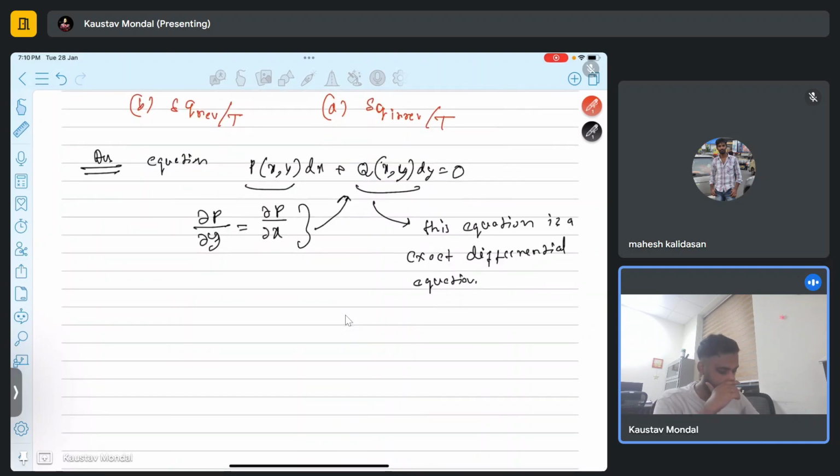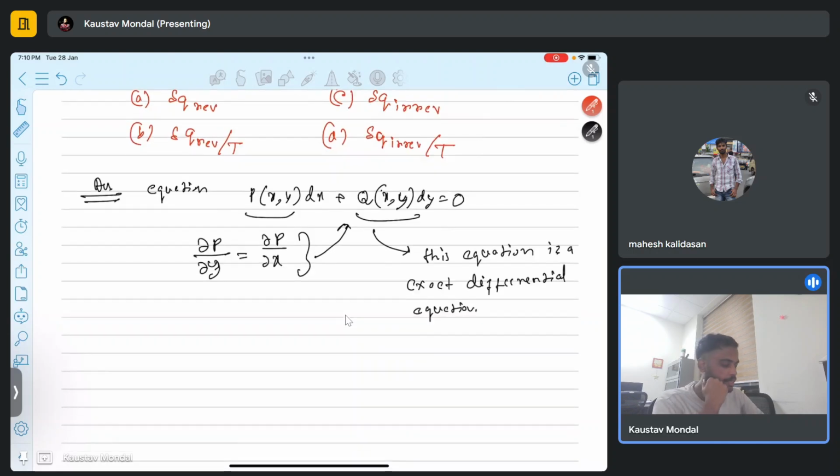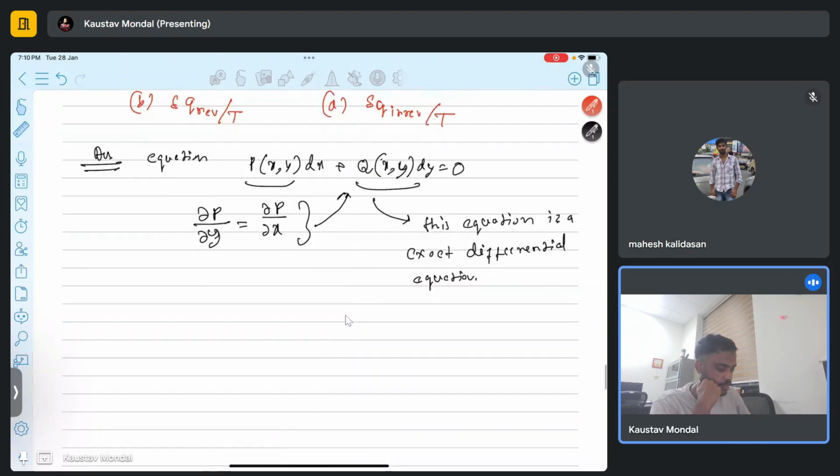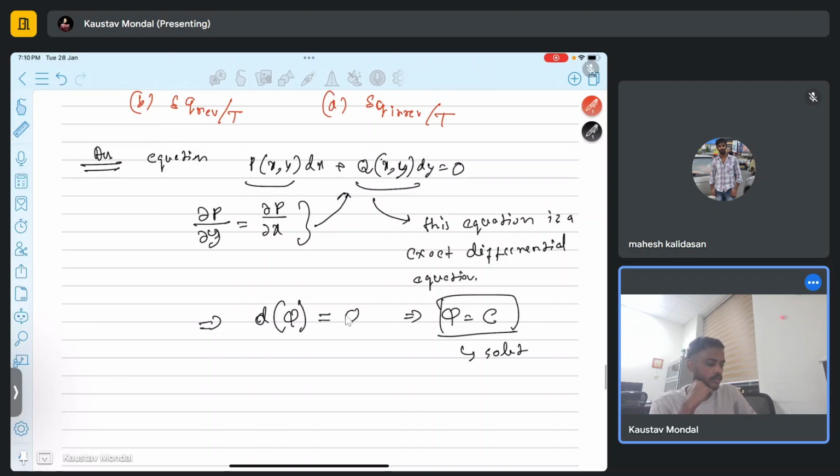So that means that you can basically write this equation in this form. Like the solution of this equation in this form: d of some phi as 0, then the phi will become C. So this basically will be the solution. If you do the integration, let's suppose I do the integration 1 to 2, so the solution will be phi 1 minus phi 2.